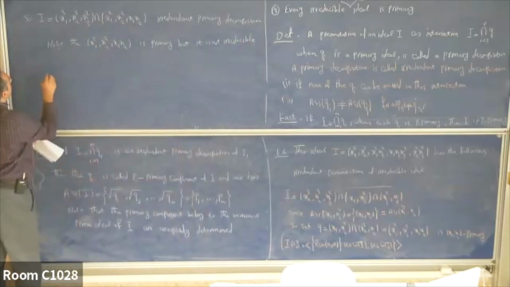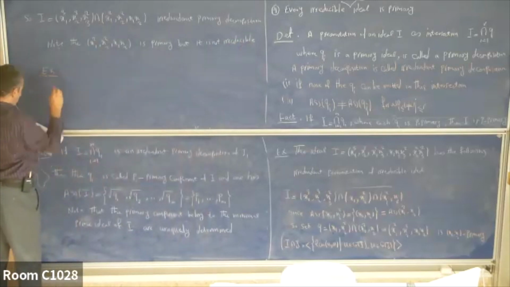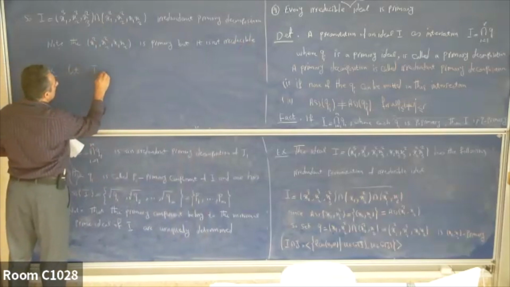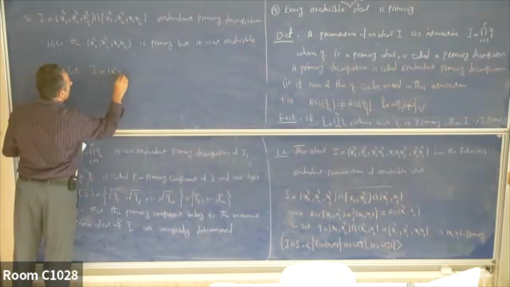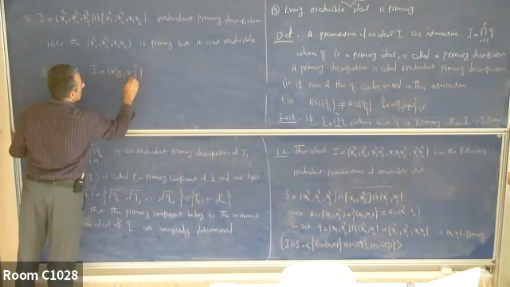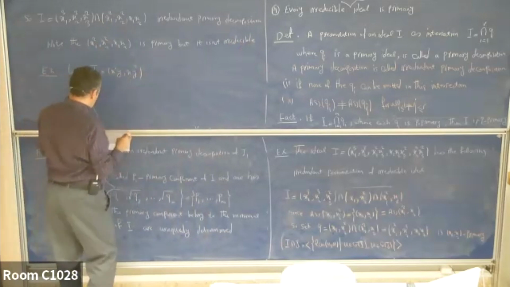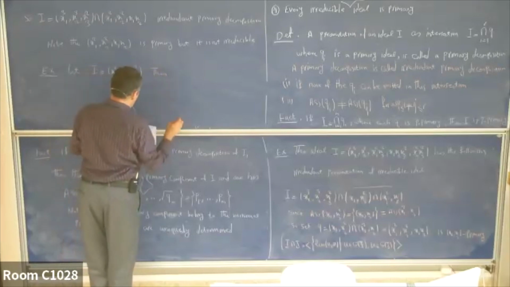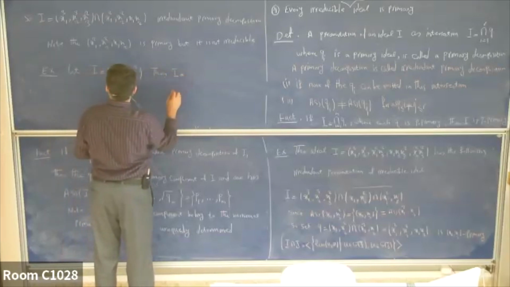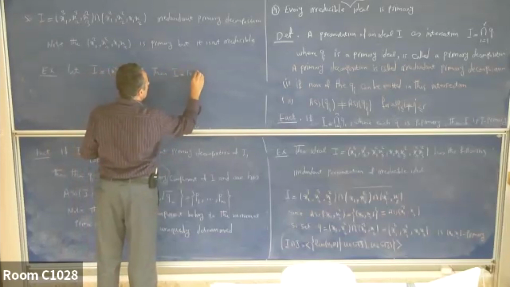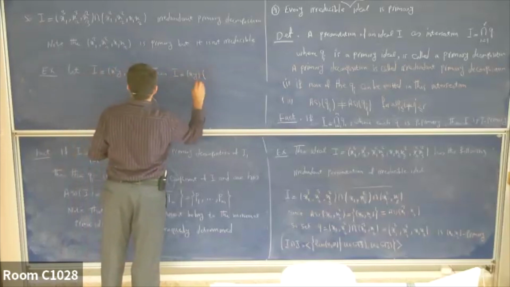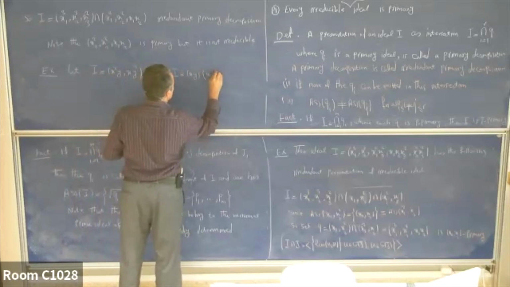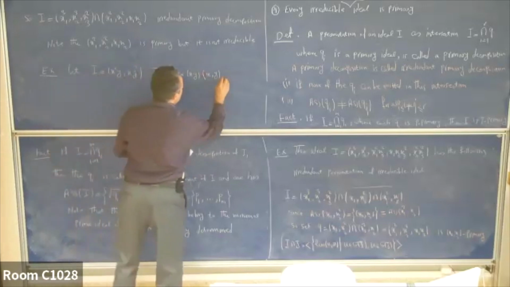Another example, let I equal (x^2 y, x y^2). It's a very easy ideal. Then I has this presentation. I is equal to (x) and (y) and (x, y)^2, and this one has this presentation.